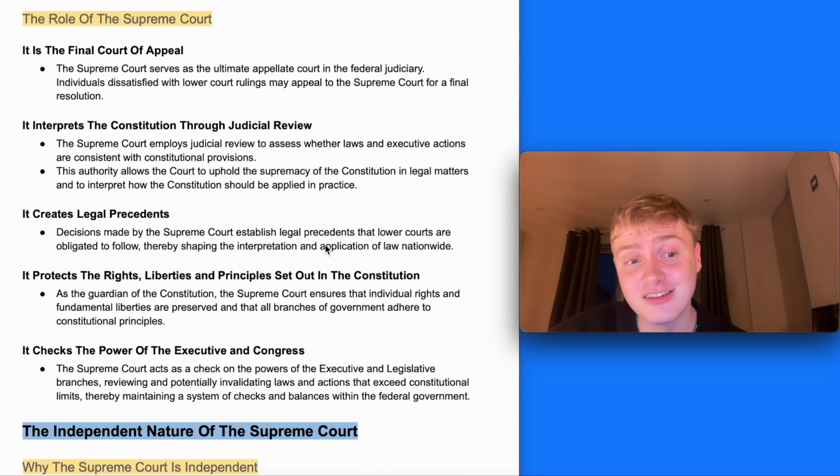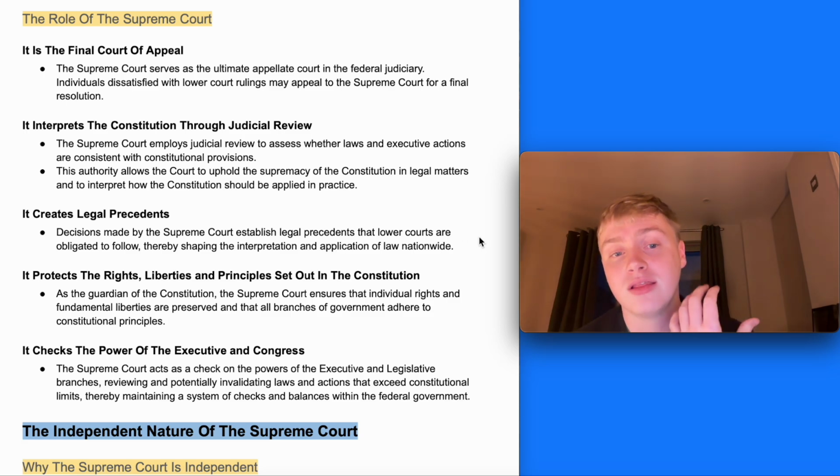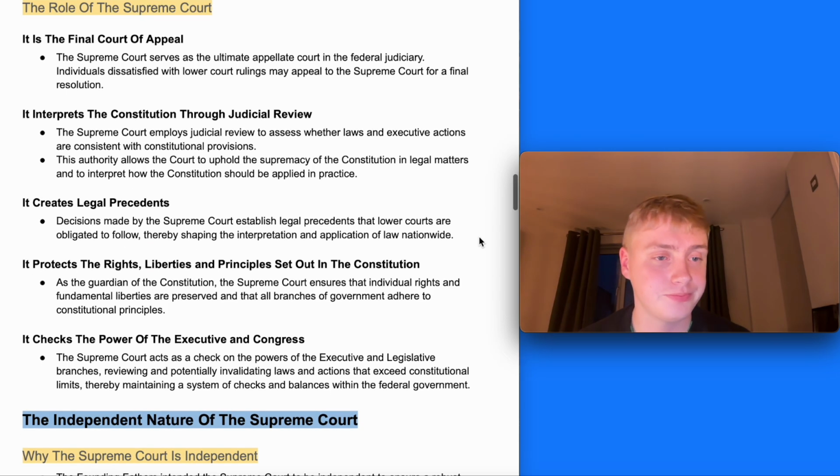It creates legal precedents, so decisions made by the Supreme Court establish legal precedents that lower courts are obligated to follow, thereby shaping the interpretation and application of law across the United States. It protects the rights, liberties, and principles set out in the Constitution, including through judicial review. So it ensures that the key principles and individual rights included in the Constitution are preserved and that all branches of government adhere to them.